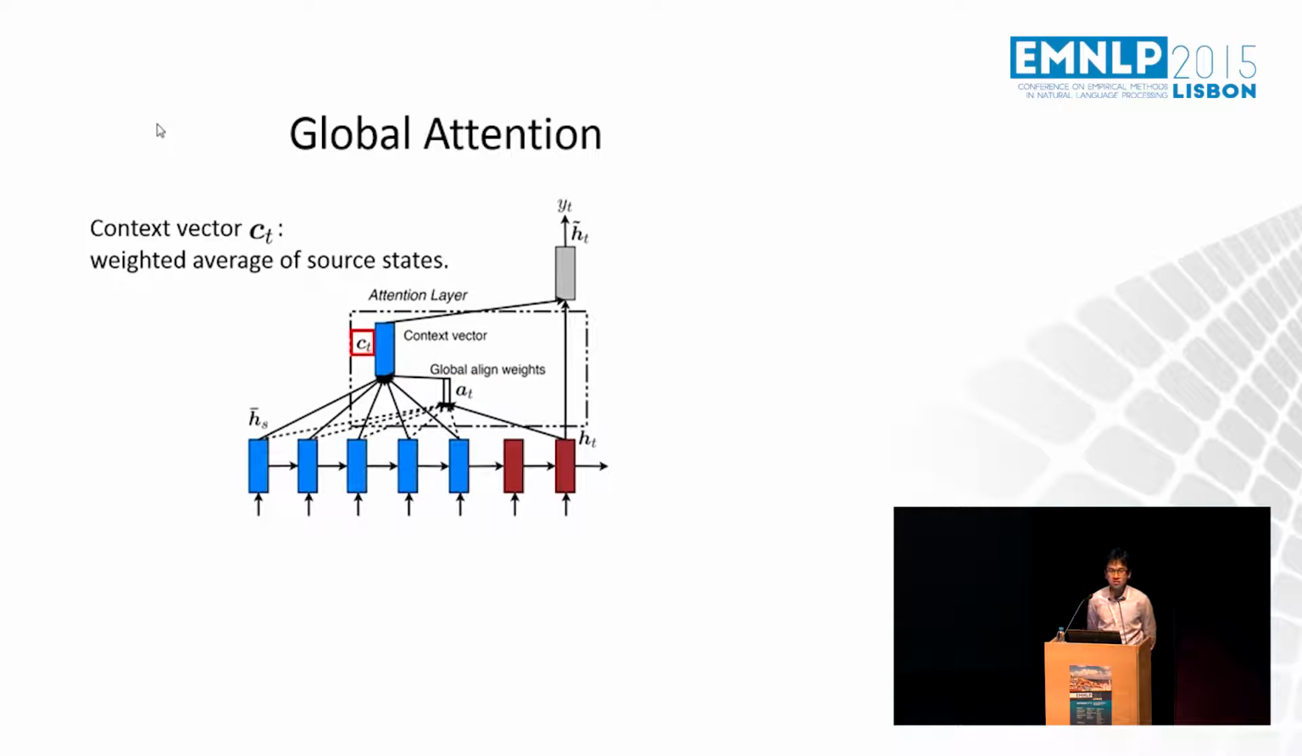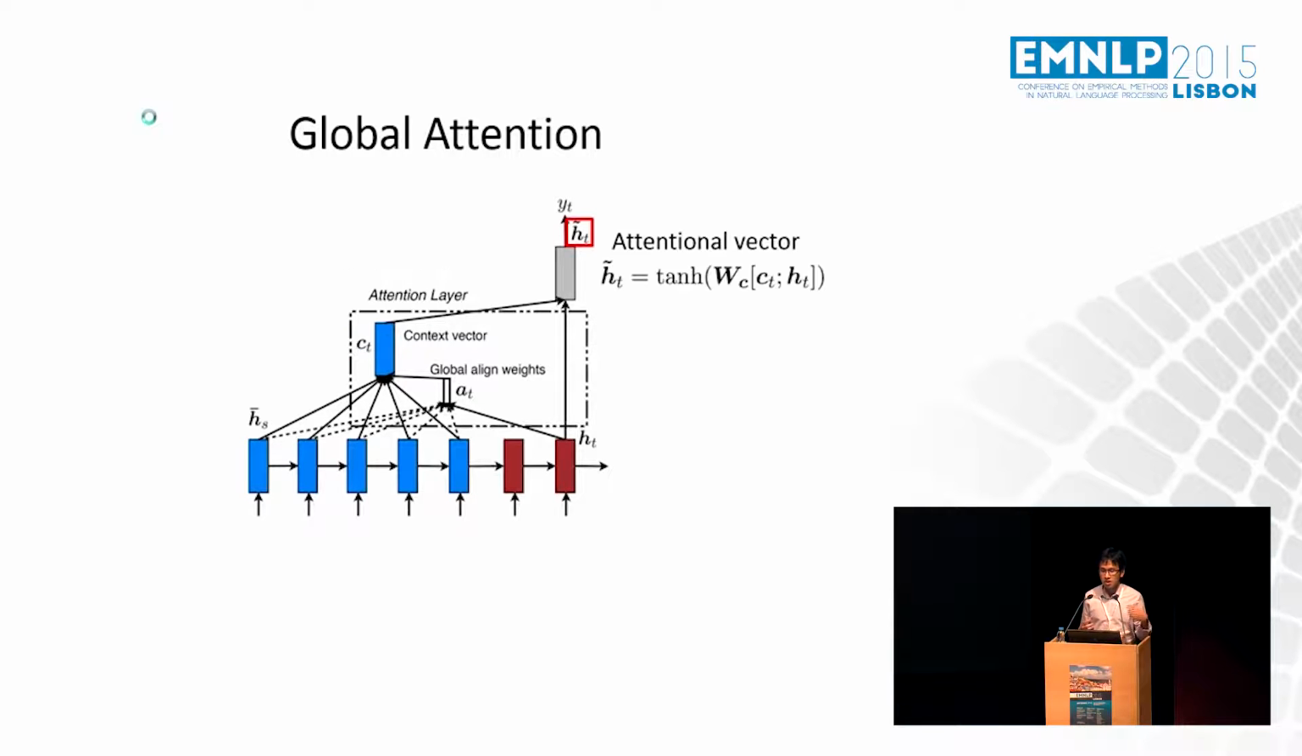So once we get the alignment vector, we can compute the context vector by just taking the weighted average over the source hidden states. And given the context vector and the target hidden state HT, we can have a small feed-forward network to compute what I call an attentional vector H tilde T. And given that, you can do predictions to generate the next target word YT.